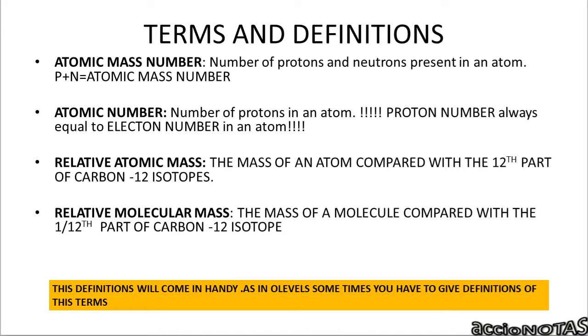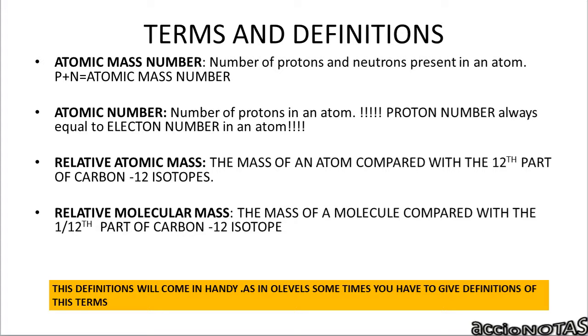Some terms and definitions. Atomic mass number: number of protons and neutrons present in an atom. Atomic number: number of protons in an atom. Proton number is always equal to electron number in an atom.